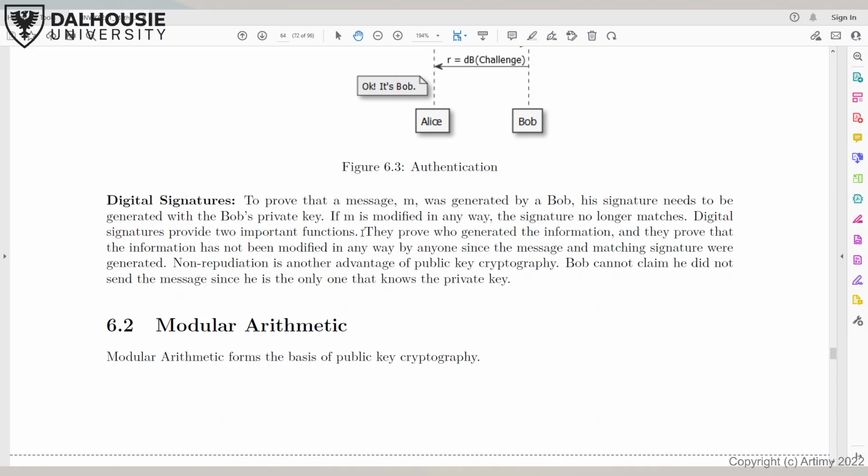So there are actually two benefits. The first benefit is you know that the message was not changed. And the second benefit is you know that it's from me. Why do you know it's from me? Because I'm the only one who can generate it.